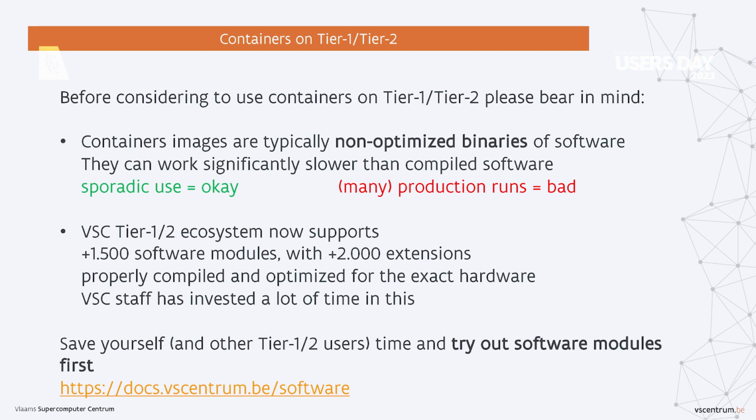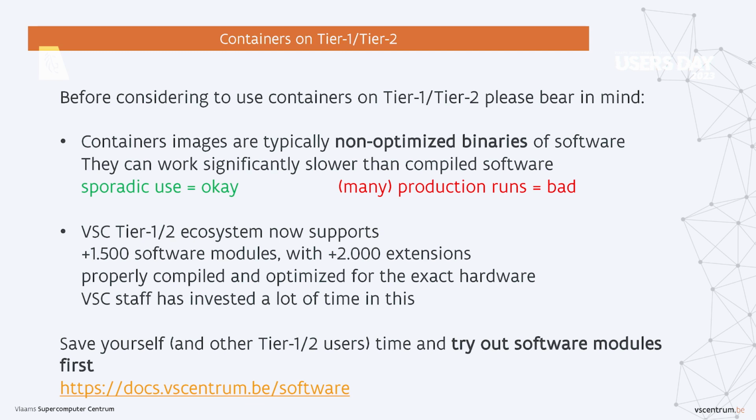Also consider that the VSC Tier 1 and Tier 2 ecosystem supports more than a gazillion software modules. They're properly compiled and optimized for the exact hardware on which they will run. VSC staff has spent lots of time and effort in doing this. So again, save yourself and other users some time and try out software modules first, and only then go to containers. Unless, of course, there's a specific reason why you don't want to use the modules. A list of software is available at the bottom, which you can see in the presentation.